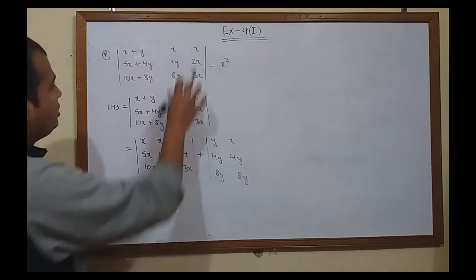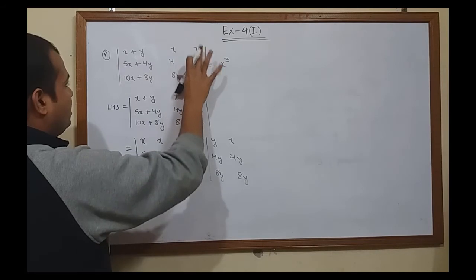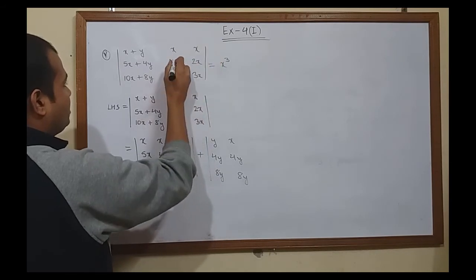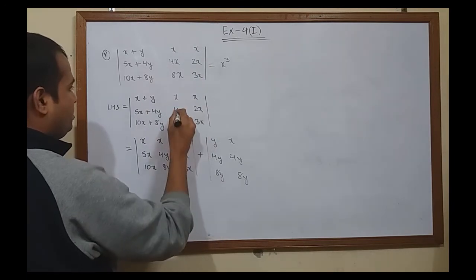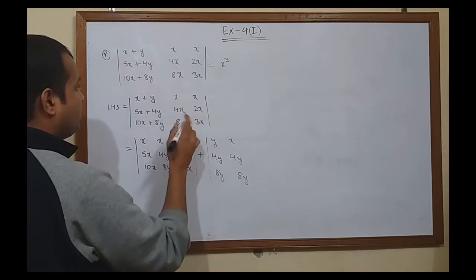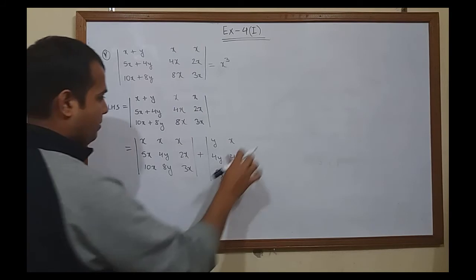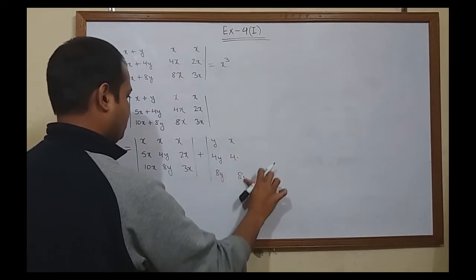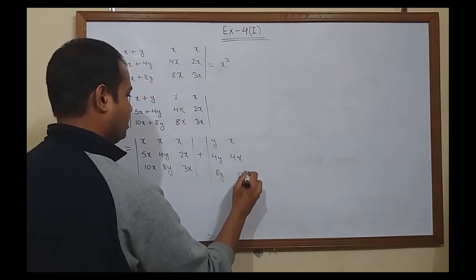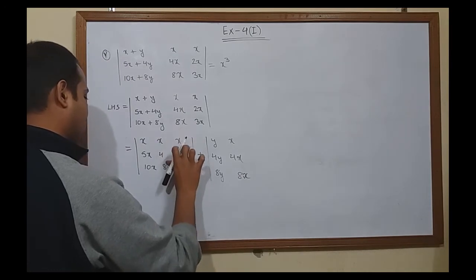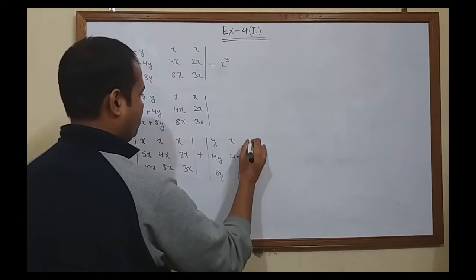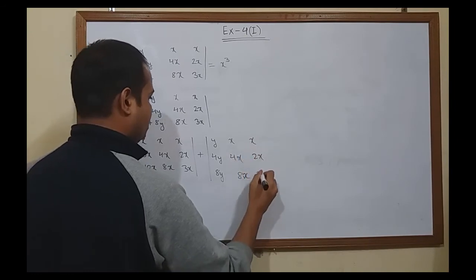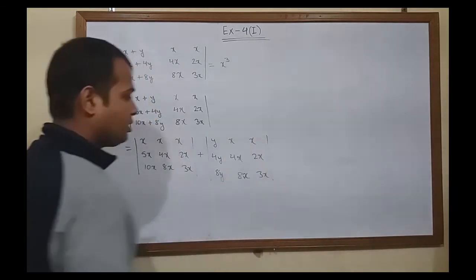No, it's x only. Here we have x. Sorry. Here we have x. So here we have x. Okay. So these are x, x, x, x, x. Okay. And here we get x, 2x, 3x. Done.